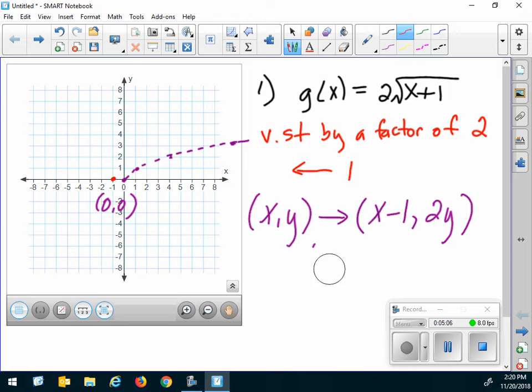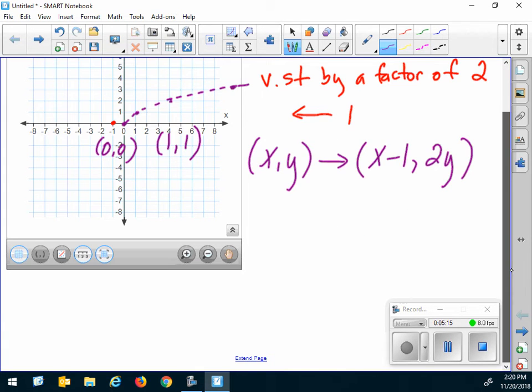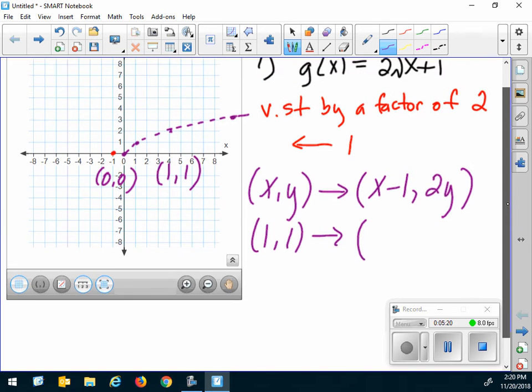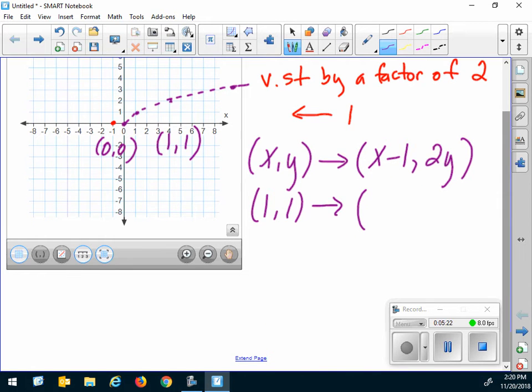Now let's take another point. Let's take this point that was 1, 1. Where's the point 1, 1 going to go? Now hang on a minute. X is 1, right? 1 minus 1. And 2 times the y value. So the point that was at 1, 1 is now going to go to 0, 2.